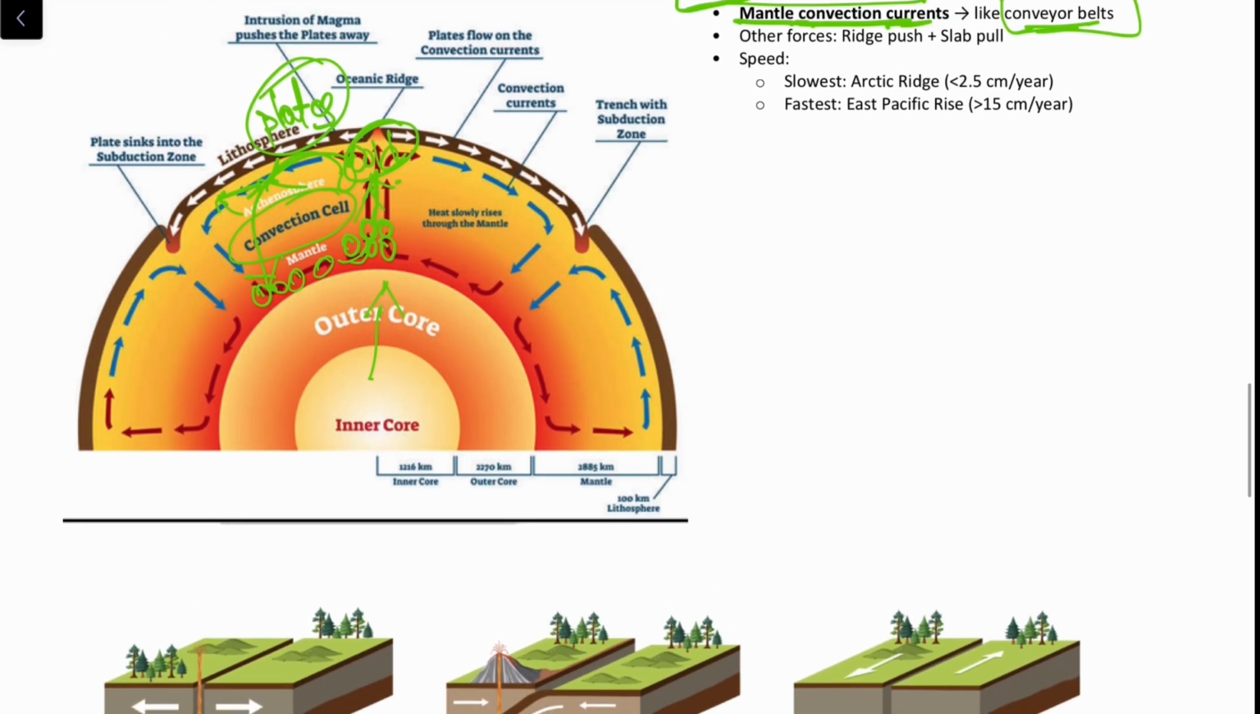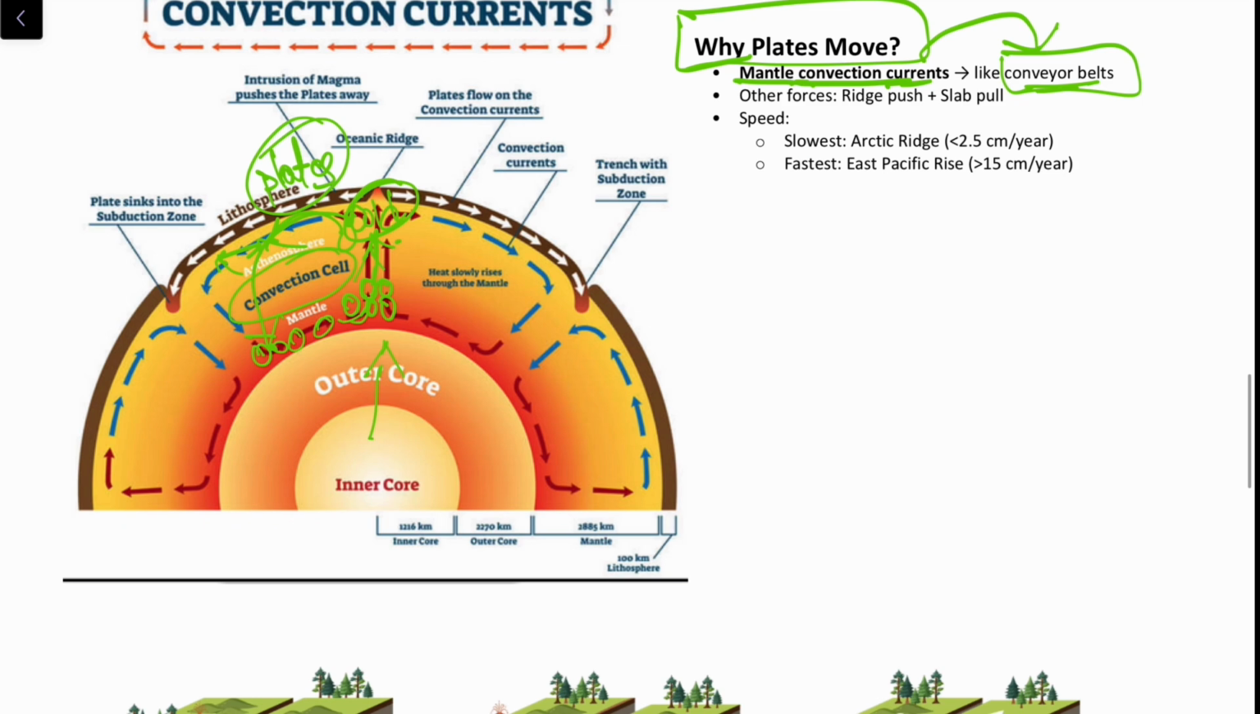Okay, and the speed at which the movement of the plates takes place: the slowest is the Arctic ridge and the fastest is the East Pacific rise. The movement of the Arctic ridge is less than 2.5 centimeters per year, but the fastest, the East Pacific rise, has more than 50 centimeters per year of movement.